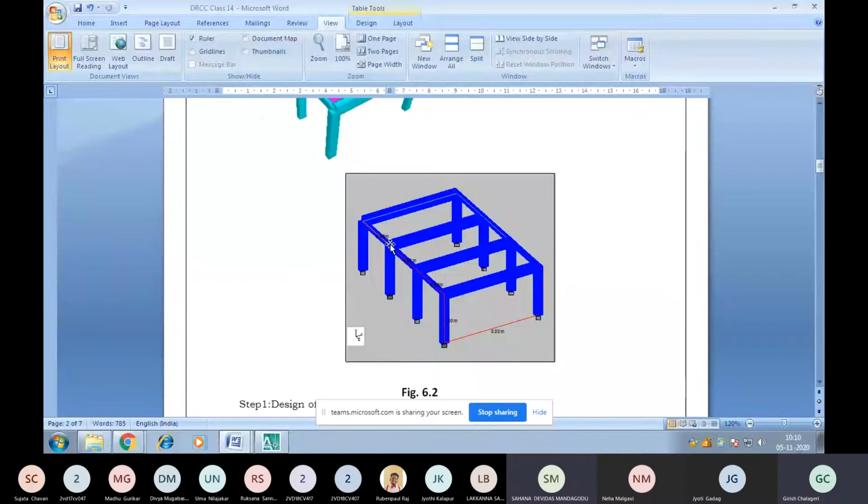Let us note down the things here. The 120 mm slab thickness is given. First calculate the moments and shear force.